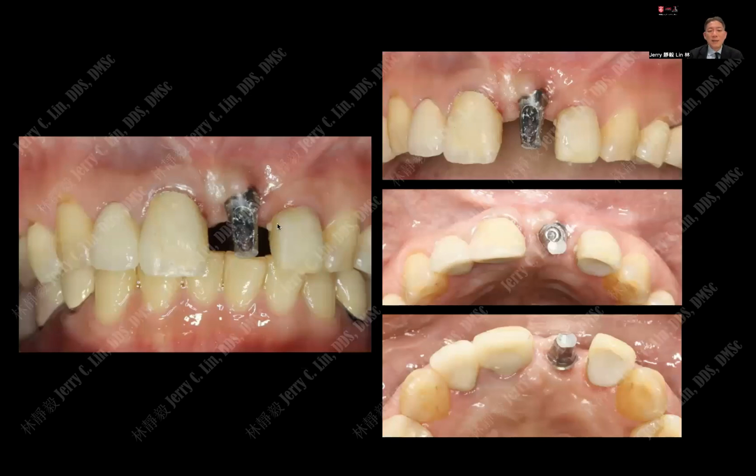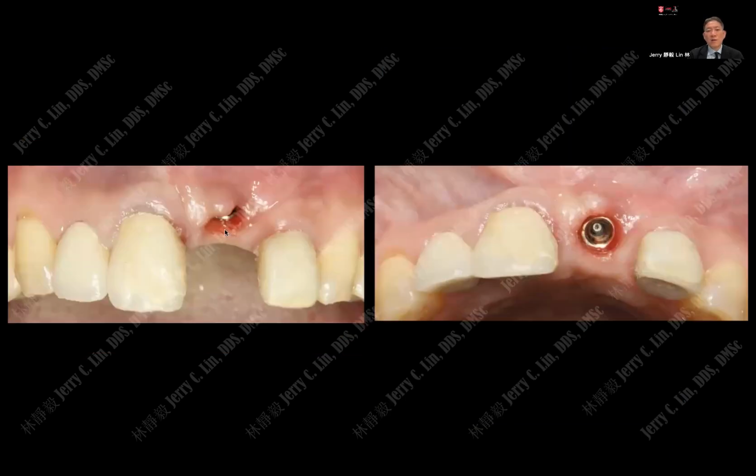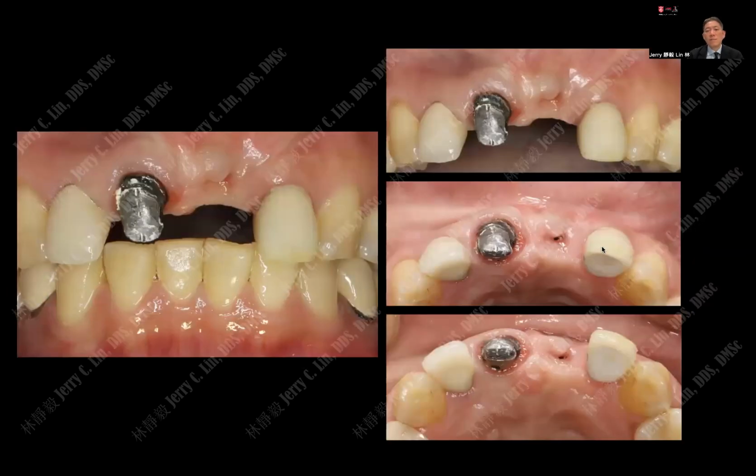So what I did, I removed the provisional, and at the same time, you look at the implant position. Well, it was in the center, and then it was angled. So I removed the angle, the abutment, and then I just left the soft tissue to heal up by itself. Because when healed up by itself, then I gained some soft tissue to work with.